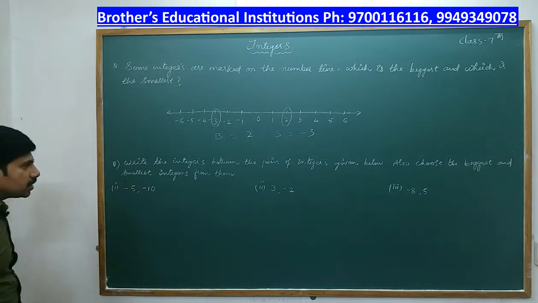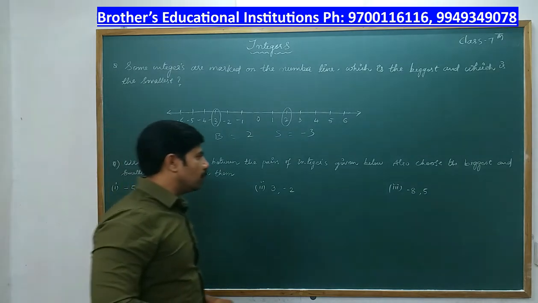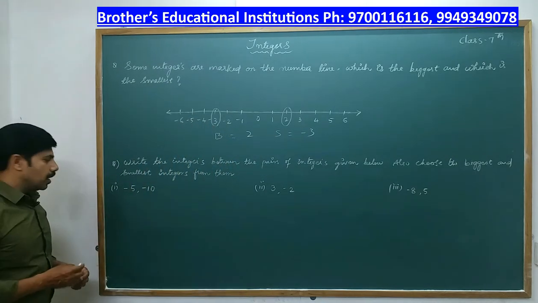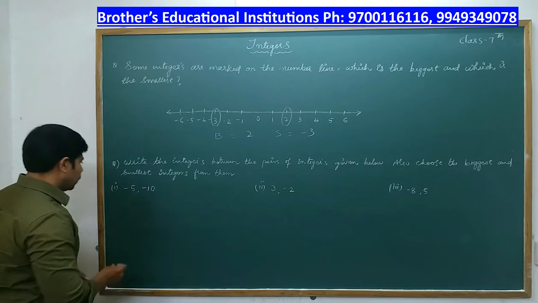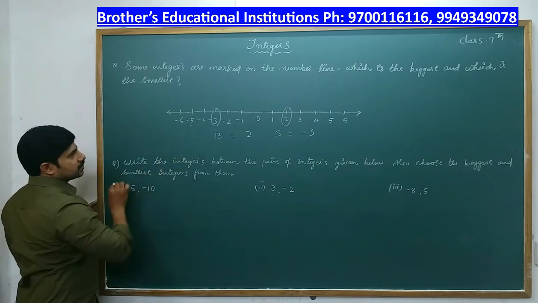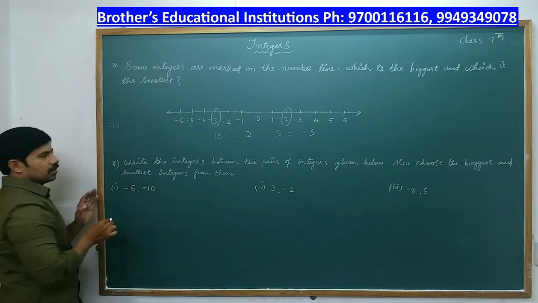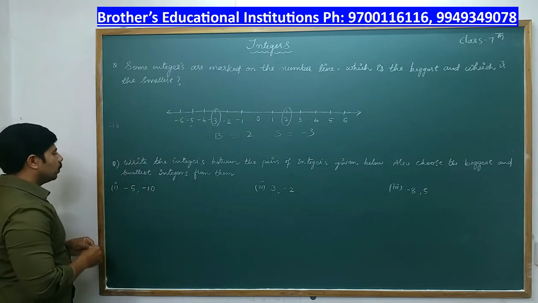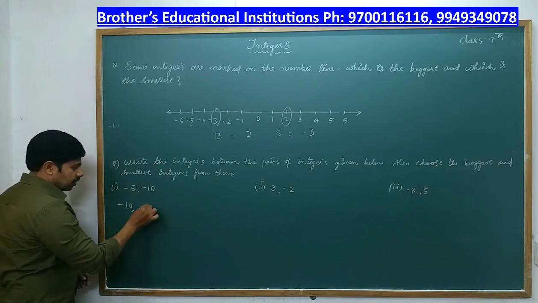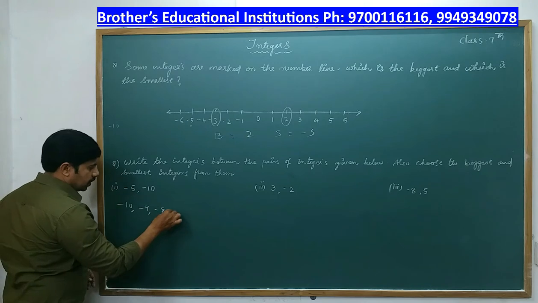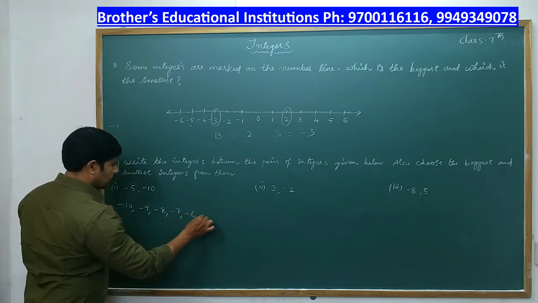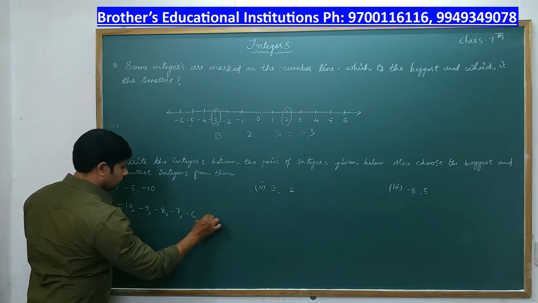Write the integers between the pair of integers given below. Also choose the biggest and the smallest from them. Between -5 and -10. So on a number line, -10 comes somewhere on the left side. So I'll start with this -10. Okay. So -10, -9, -8, -7, -6 and -5 actually.